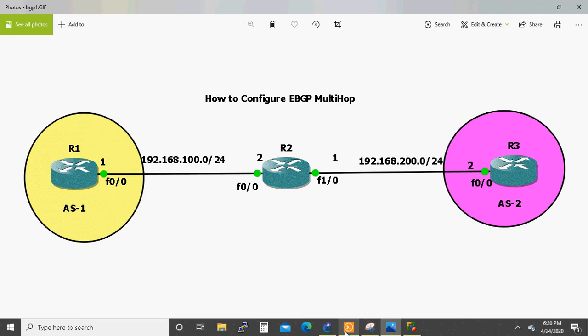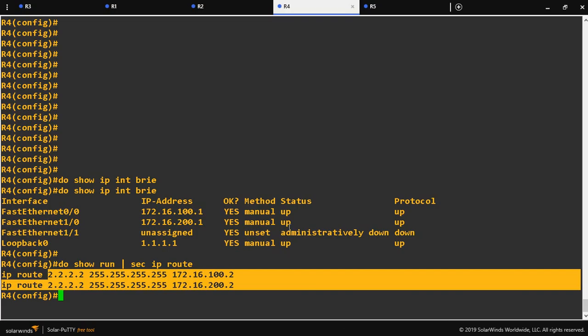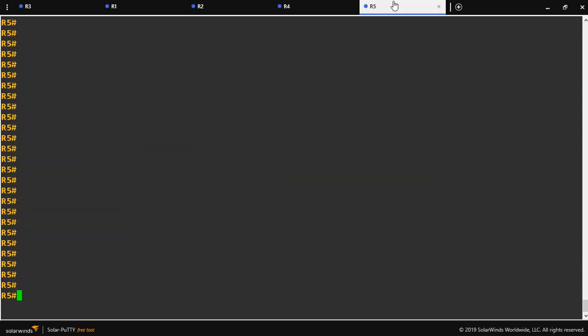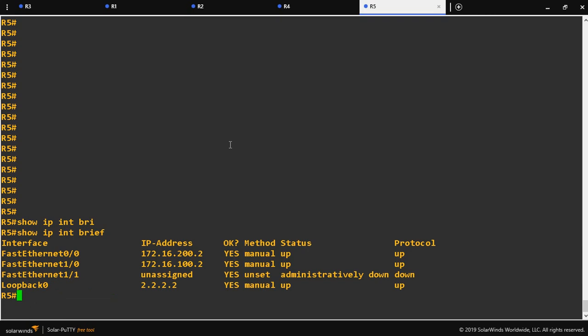Okay, just go to the R4 router. I tried to ping the R5 loopback interface, ping 2.2.2.2, and it is unreachable. And on the R5 router, show ip interface brief. So here also I configured the physical interface IPs as well as the loopback IP. Here also I configured the static route for the loopback interface of the R4 router, do show run | section ip route.